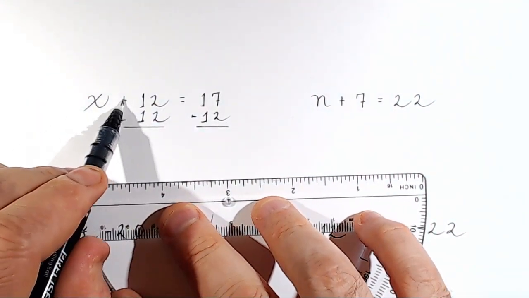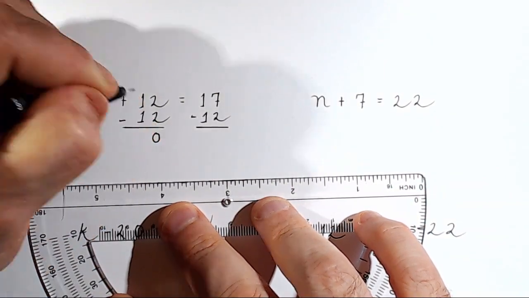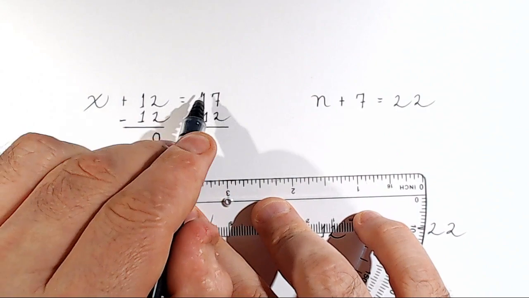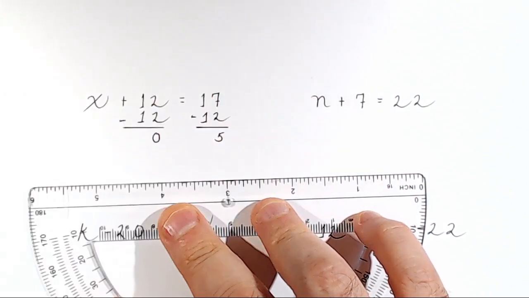So positive 12 minus 12, that's 0. So we're going to write a 0 here. And over here, 17 minus 12. 7 minus 2 is 5, and 1 minus 1 is 0. So it's just 17 minus 12 is 5.